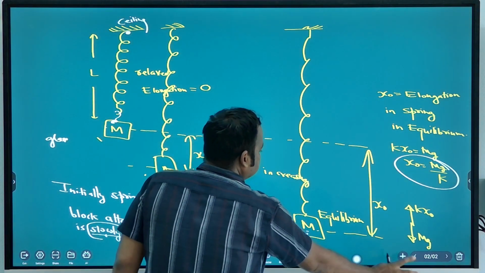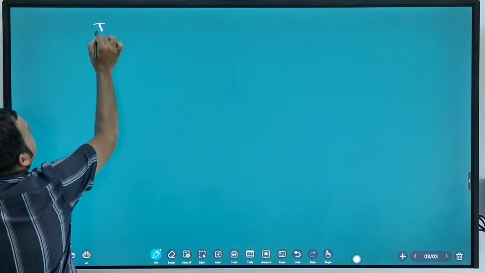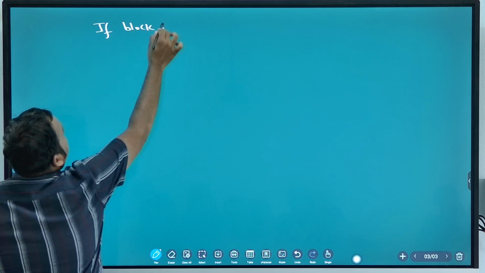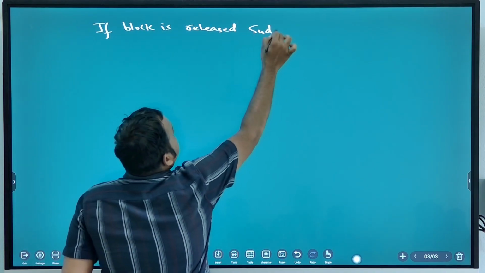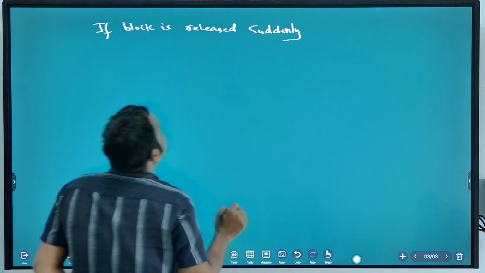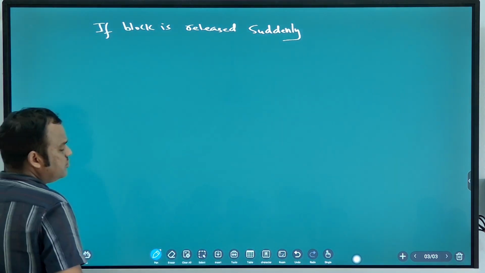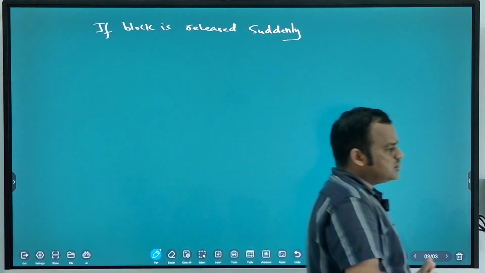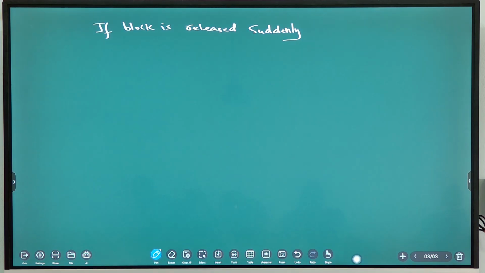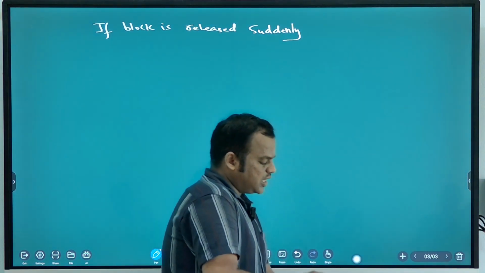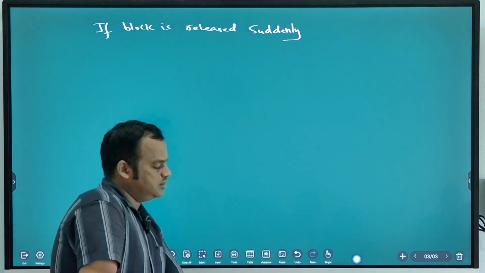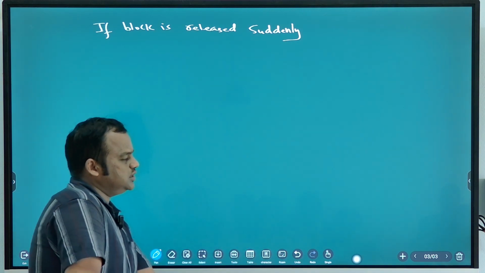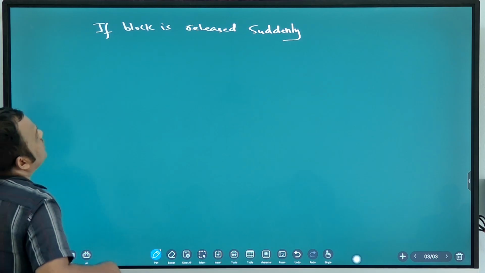So we'll see. Note down: if the block is released suddenly. Suddenly means like this. This is gently released, where I want the object to come down slowly. Now this is sudden: just release. Clear? So the block is suddenly released.